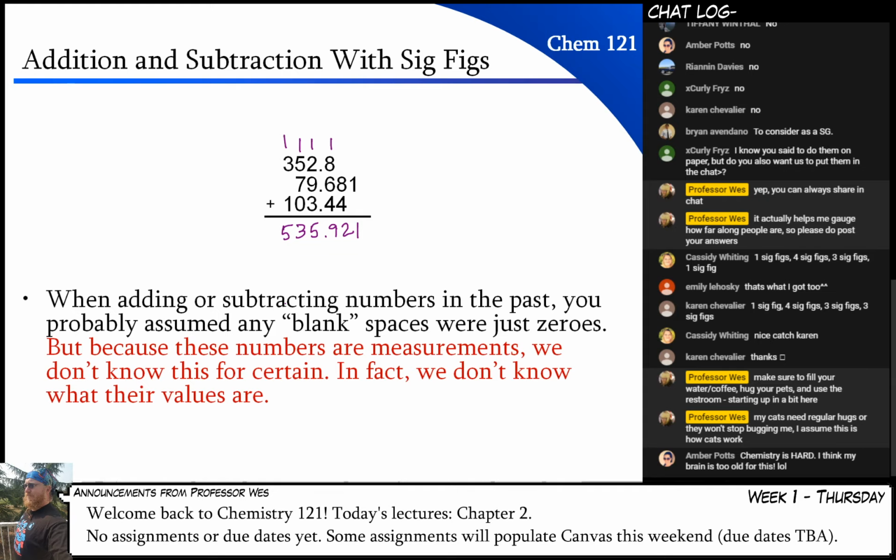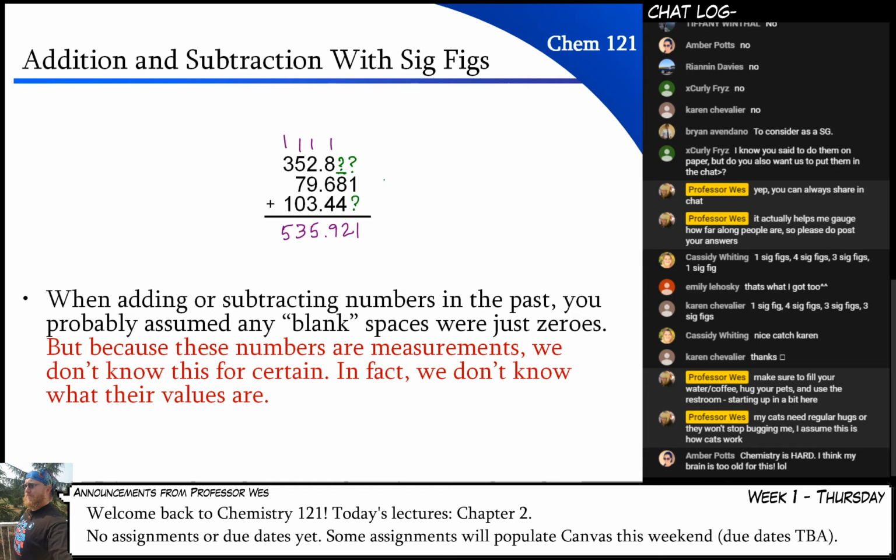But in reality, if all of these terms are measurements, then we have an issue. And that issue is this number in this space right here is not 0. In fact, it's a question mark. So is this number in this space right here, and this one too.